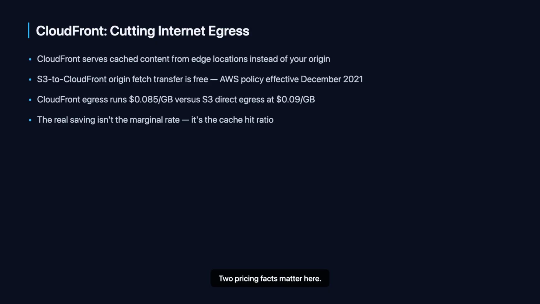Two pricing facts matter here. Transfer from S3 to CloudFront within the same region is free. Amazon Web Services made that effective December 2021, and it remains true today. And CloudFront's egress to users runs 8.5 cents a gigabyte, slightly under S3's direct 9 cents. But that marginal rate isn't the real prize. The real prize is the cache hit ratio.